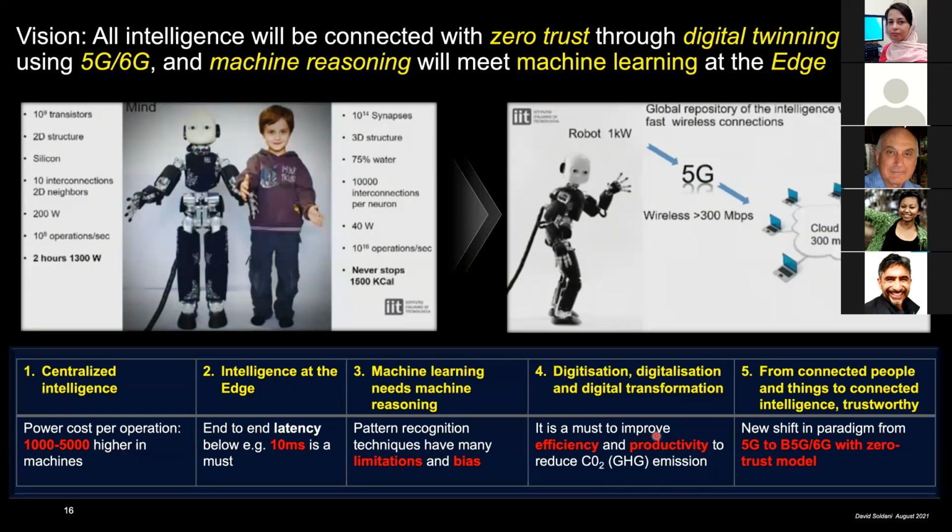The other important trend, linked to digital twinning, is that we need to improve our efficiency and productivity, which in turn means we must reduce CO2 emissions. In order to do that, we have to digitalize as many processes as possible, and I think digital twinning is definitely a valuable approach to that. And the last thing is the need of connecting intelligence and not only people and things. That is the reason why we are thinking of 6G now.